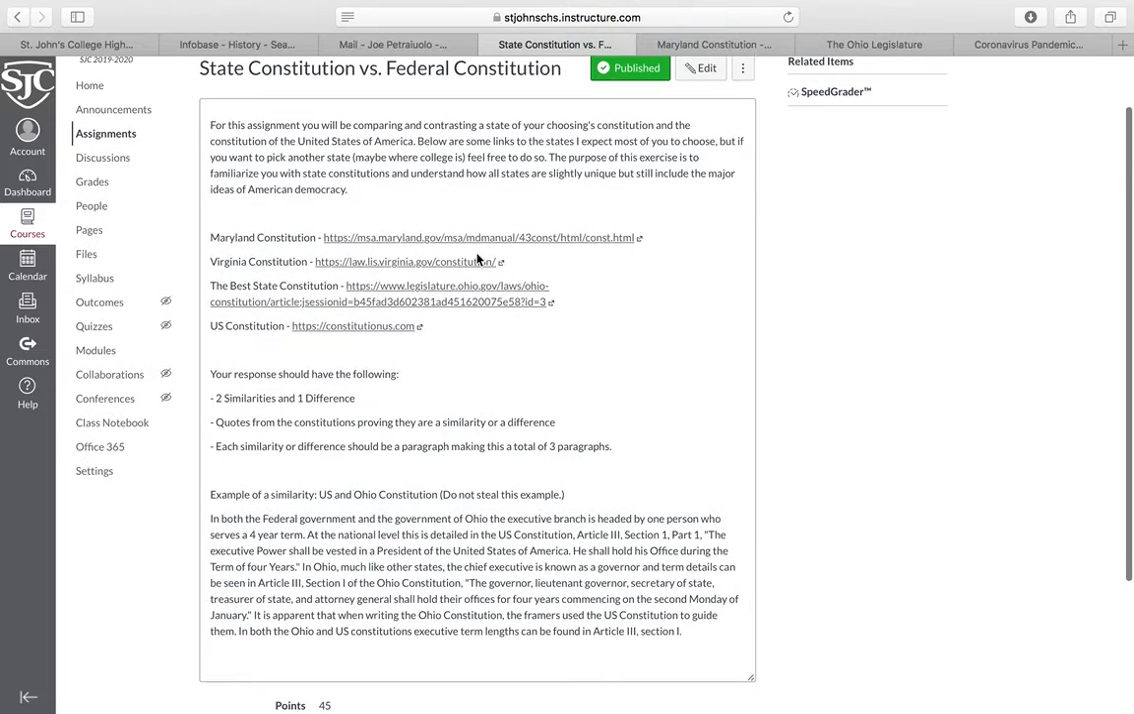So the purpose of this is I just want you guys to be familiar that there are state constitutions and see that they're all a little bit unique, but at the end of the day, it's all America. So you can see how the ideas of America are reflected in the states.